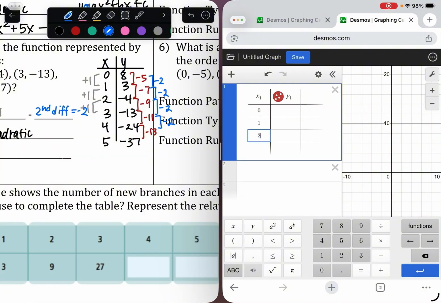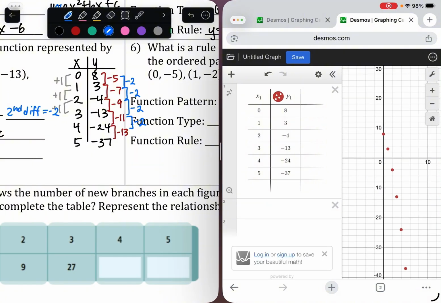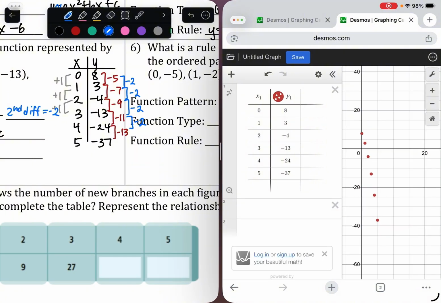1, 2, 3, 4, 5. And then we have 8, 3, -4, -13, -24, and -37. Something else that is cool about Desmos is it graphs it for you as you're plotting it.